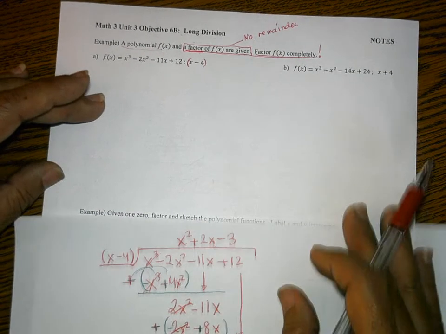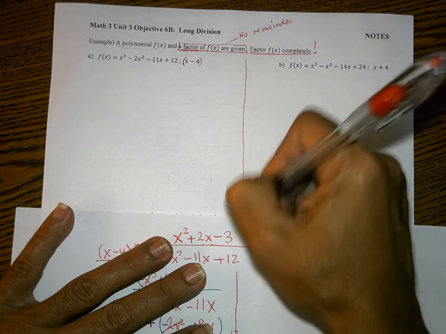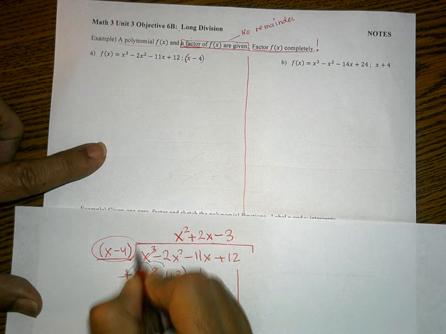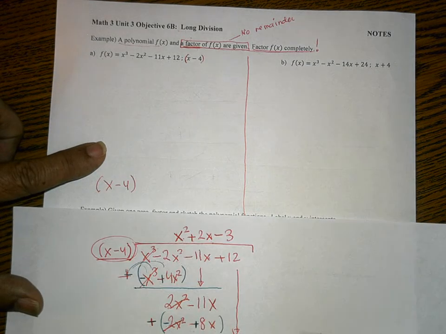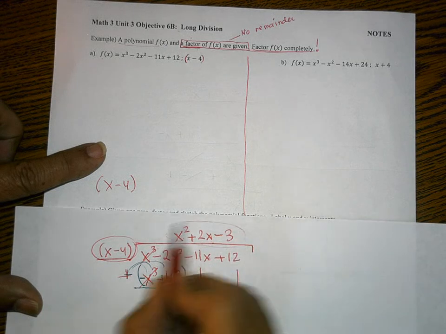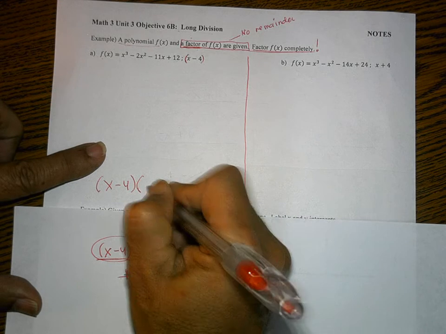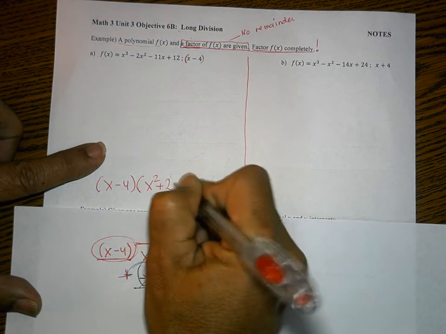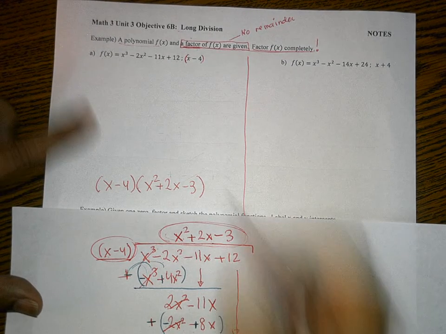Let me separate this paper right here so I can put my work. After you have done your work, I'm going to write my x minus 4 is one of the factors, x minus 4, times my quotient right here. I'm going to put x squared plus 2x minus 3. That's my quotient that I got from my division.